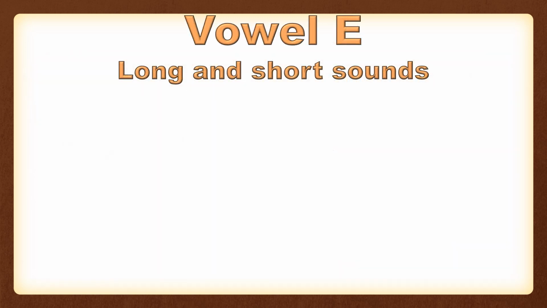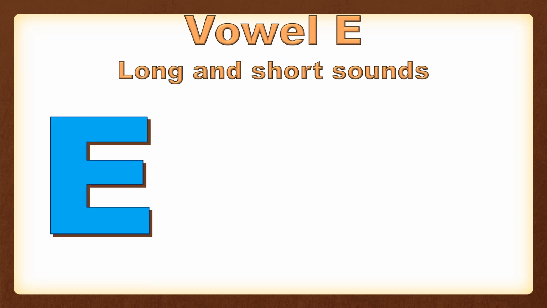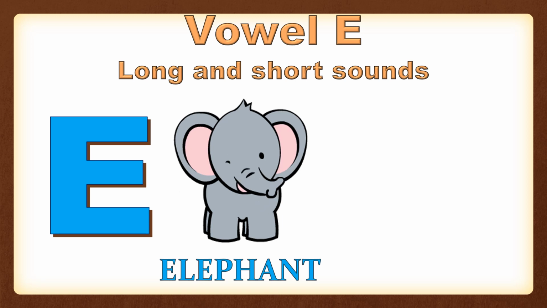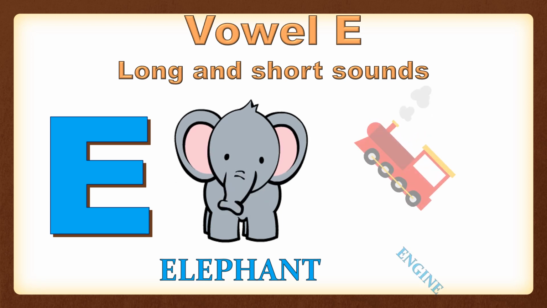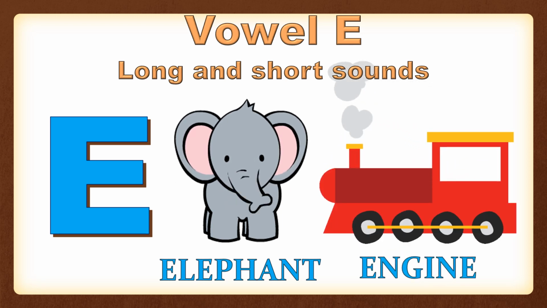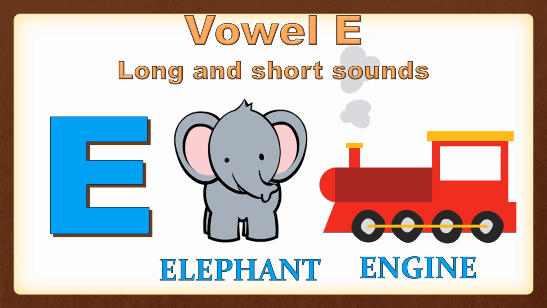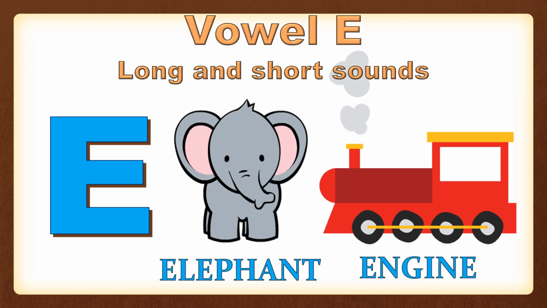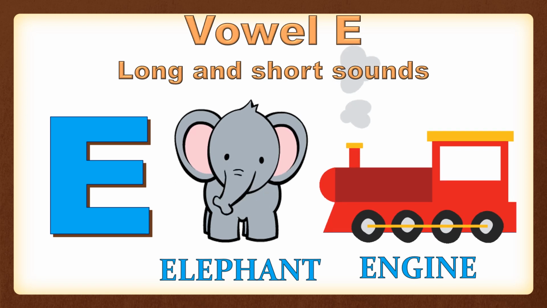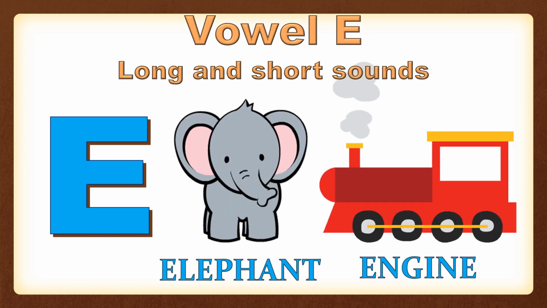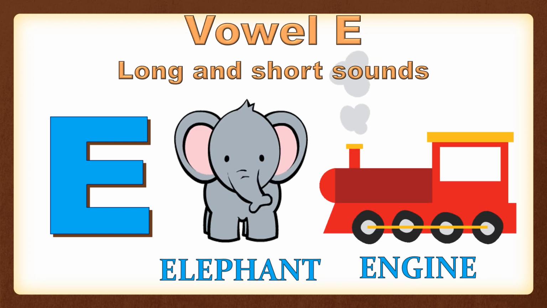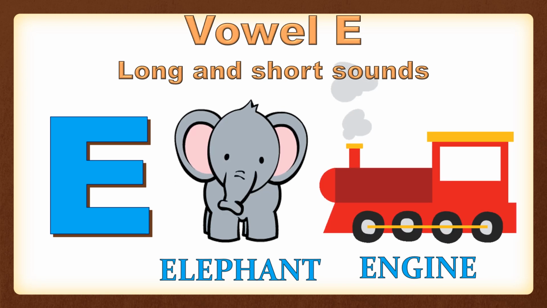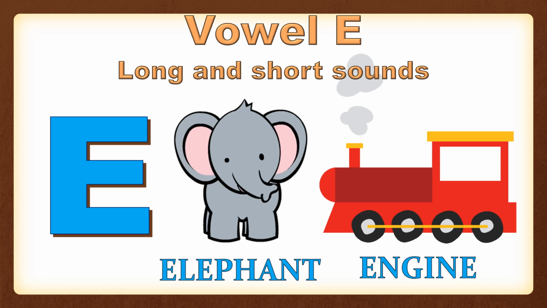Let's see vowel E, long and short sounds. E, elephant. E, engine. Did you see that while I said engine, it looked like I am saying the E itself, right? And when I said elephant, it sounded short. E, elephant. Let's see some more examples of vowel E, long and short sounds.